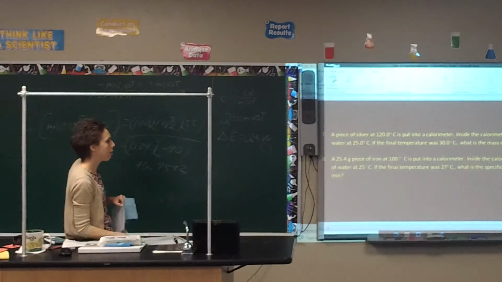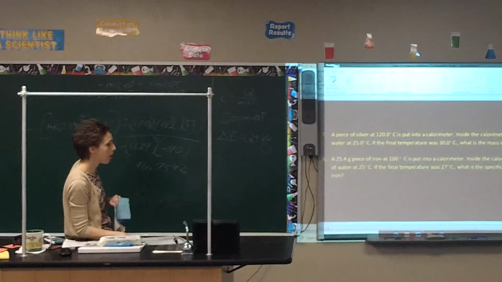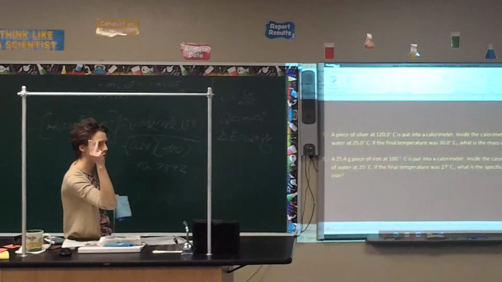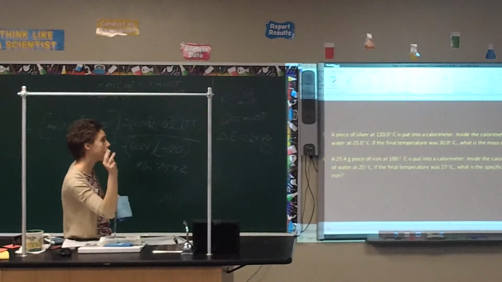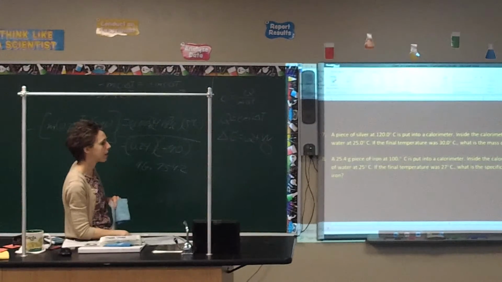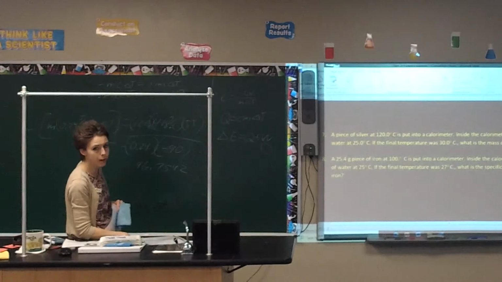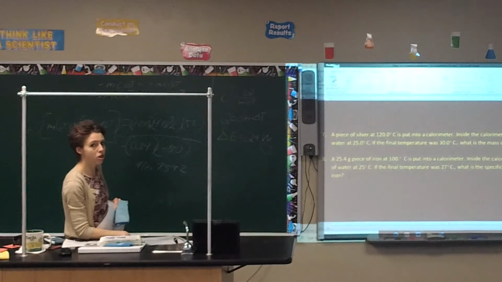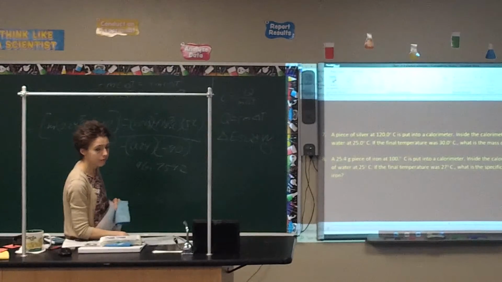I started off with 120.0 degrees Celsius, so that's 4 sig figs, put into a calorimeter. The calorimeter has 100 with three sig figs, because 100 has a decimal point, and 25 degrees Celsius. The final temperature was 30 degrees Celsius, so all of those have 3 or 4 sig figs. Since I'm going off multiplication and division, how many sig figs should my answer have? If I started off with 3 or 4 sig figs, it should be 3.